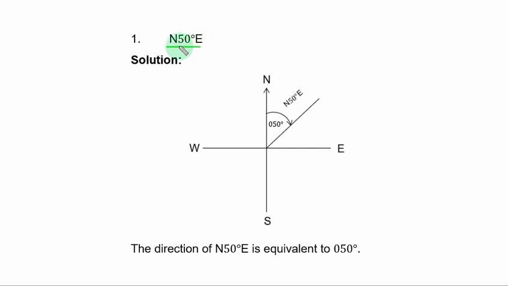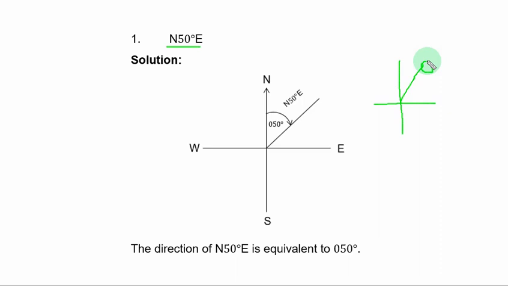So you use the notation for bearing. You draw the 4 main cardinal directions. You have north, east. You start from north until you have 50 degrees somewhere here. So from this direction to where you have this line is 50 degrees. This is the notation for north 50 degrees east.